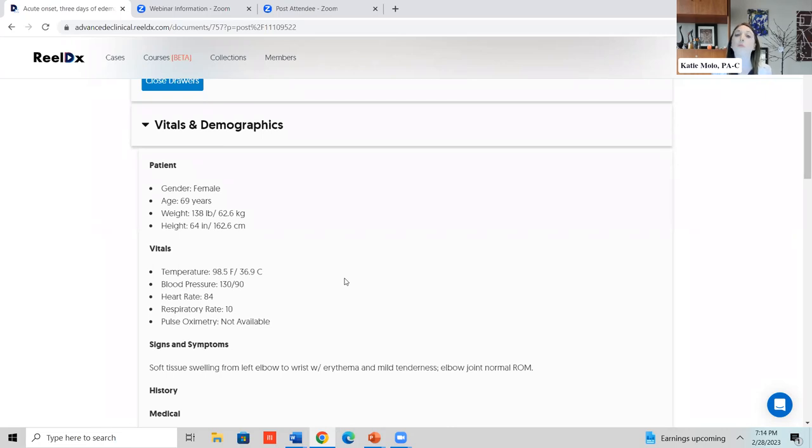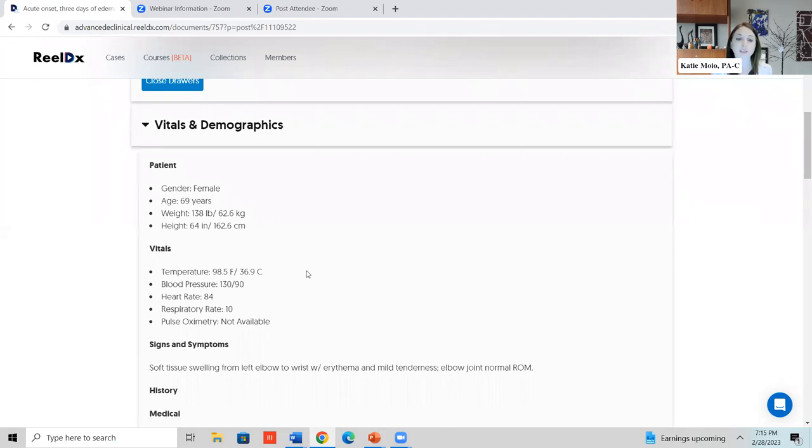Her blood pressure is 130 over 90, and that is a very normal blood pressure. We want it to be less than 140 over 90 based on current guidelines. The heart rate, which is 84, is also pretty close to normal. We want it to be between 60 and 80. And the respiratory rate of 10 is normal.